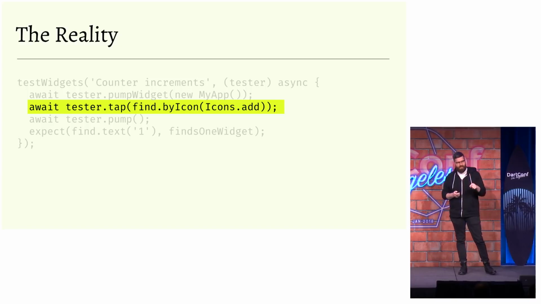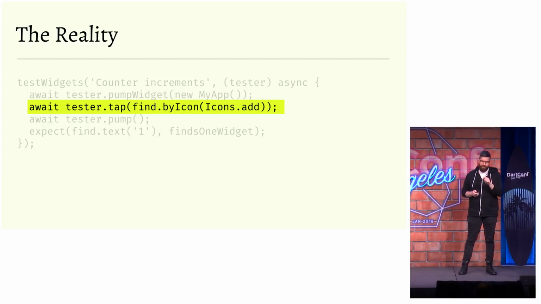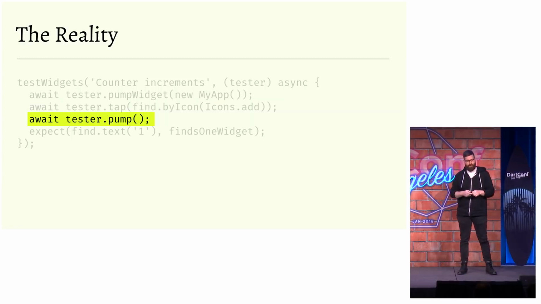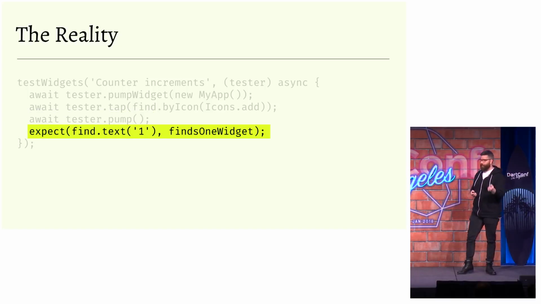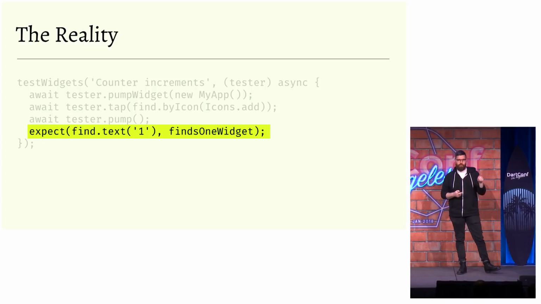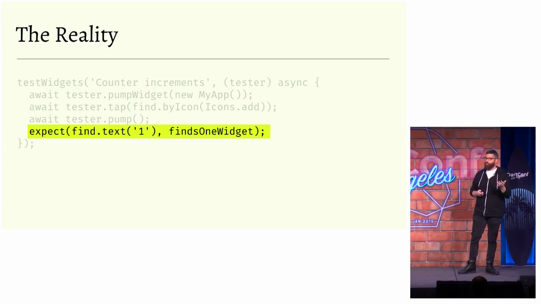Then you have to find the button on screen that actually does the tapping and tap that. You wait for Flutter to draw the widget by saying, okay, let's pump the tester. And then finally, you would basically look at the widget tree that Flutter is rendering in the test environment and say, hey, is there a widget that's displaying this text?